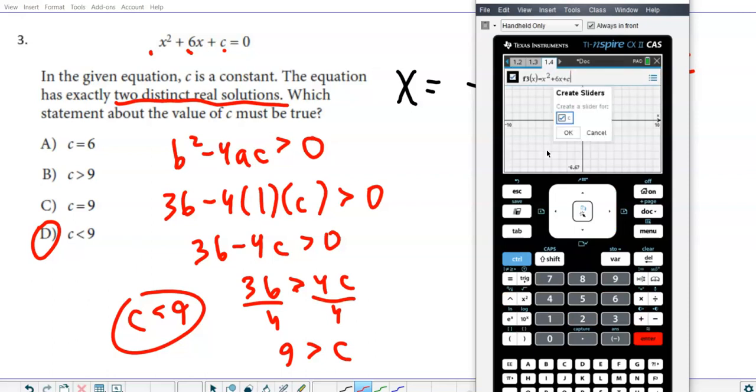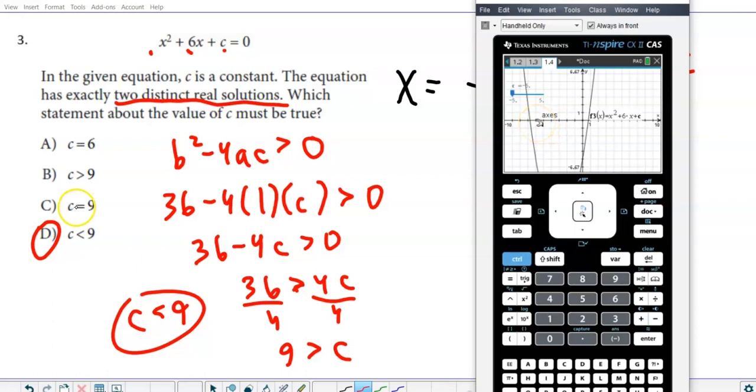Have you ever seen this? Create a slider. Okay, I've created a slider. The way the slider works is you can grab this and move it and change the value of c. You can see as I get up to 5, it's getting closer. Negative 5 has 2 solutions. Positive 5 has 2 solutions. Everything in between has 2 solutions because it's crossing the x-axis at 2 values.